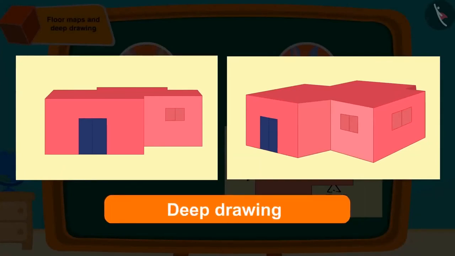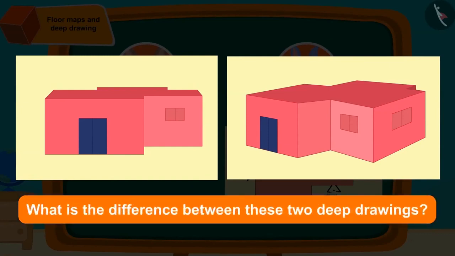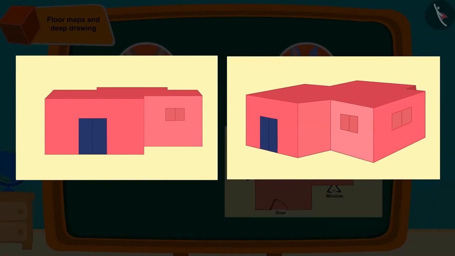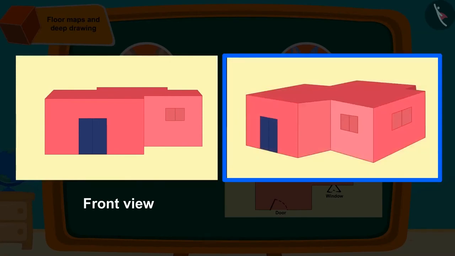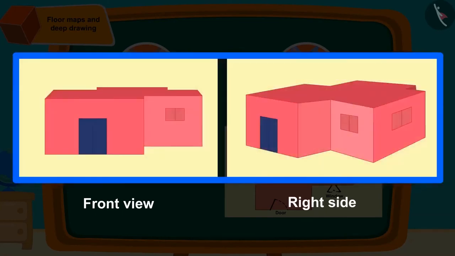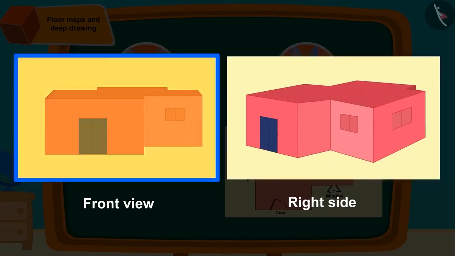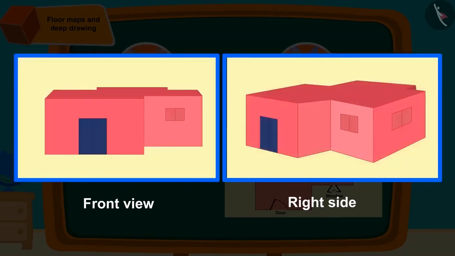Children, can you tell what is the difference between these 2 deep drawings? Actually, this picture is made by looking at the room from the front, while this deep picture is made by looking at the room from the right side. We can see any three-dimensional object from different views. We will learn about it in the next video.